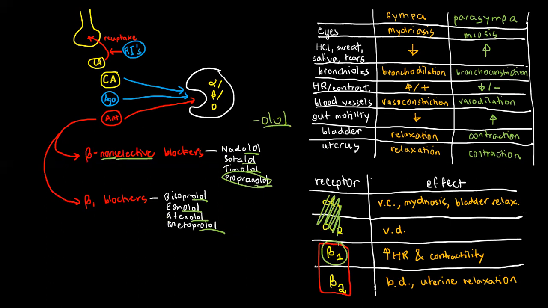So now what's about their use? Or what is their use? Well, again, whether it's beta non-selective, targeting these two, or beta 1 selective, they all target the same thing, beta 1, which is, of course, located in the heart.